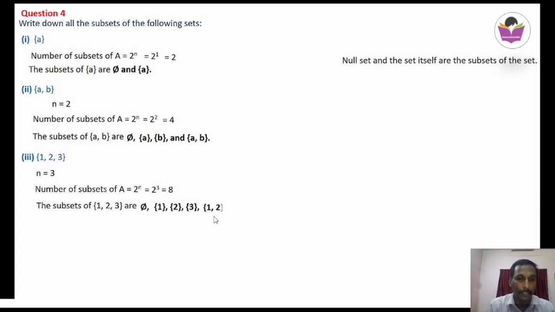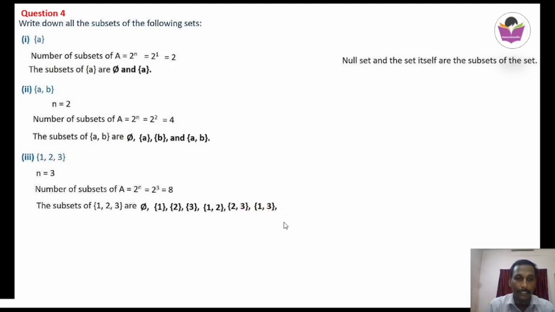Then two elements. Set of {1, 2}. If you take two elements, this is a subset. Then next is set of {2, 3}. This is another subset. Then next when you check, it is {1, 3}, set of {1, 3} we have taken. This is another subset. So 1, 2, 3, 4, 5, 6, 7, then the full set itself is also a subset.